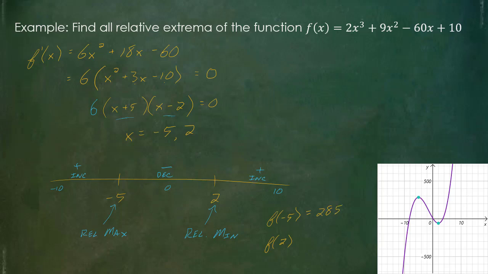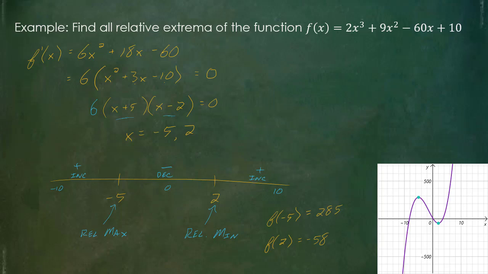I do a similar thing with 2. So it would be 2 times 2 cubed. Go ahead and add that with 9 times 2 squared. Take away 60 times 2, then add 10 to that result. That comes back as negative 58.